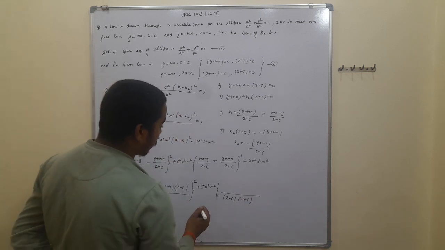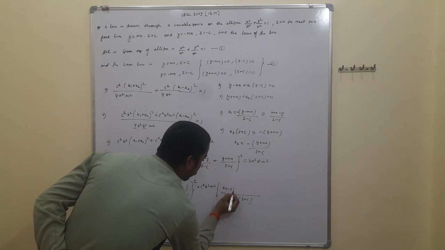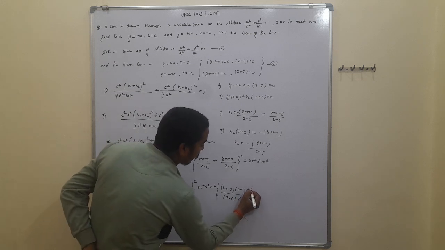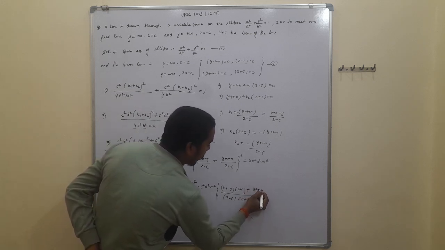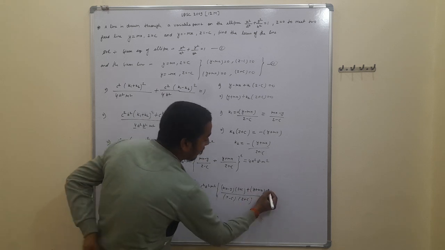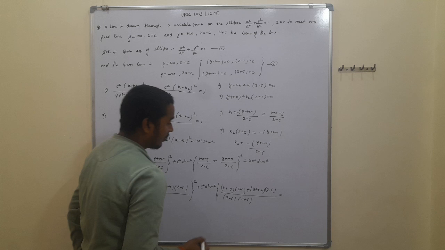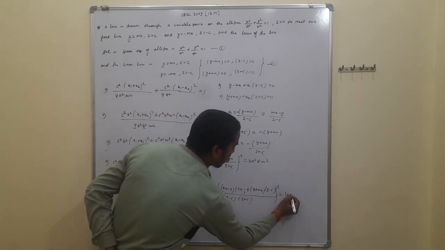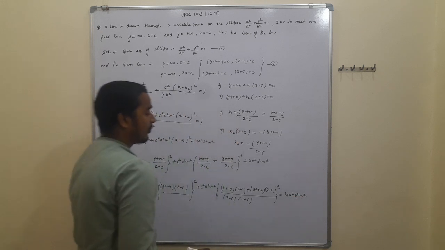LCM z minus c and z plus c, that is mx minus y into z plus c and plus y plus mx into z minus c, this whole square is equal to 4 times a square b square into m square. Further we have to solve.